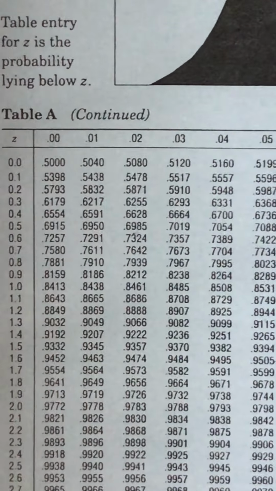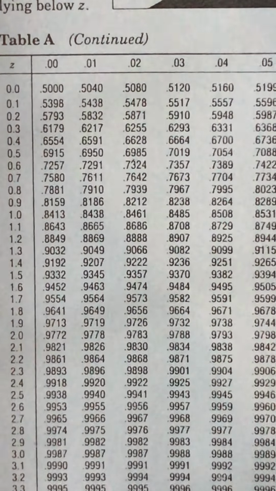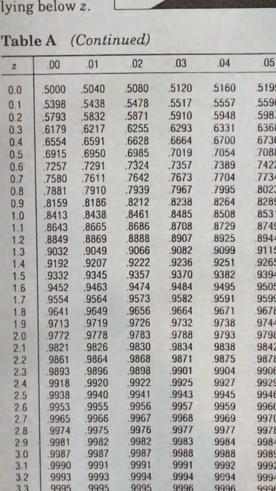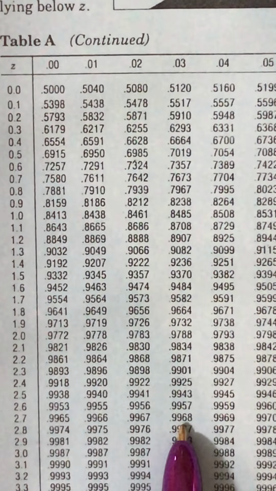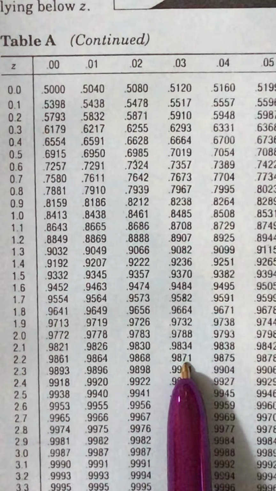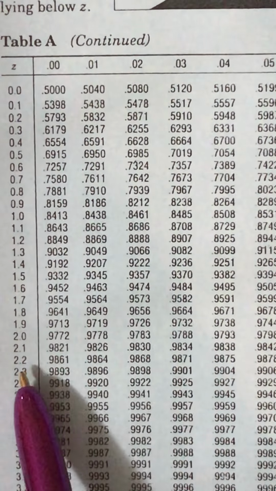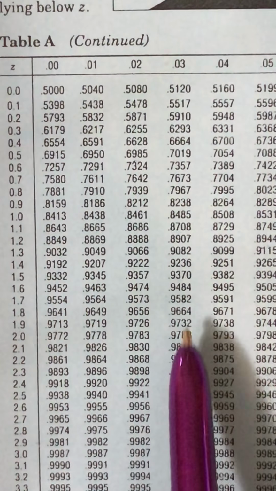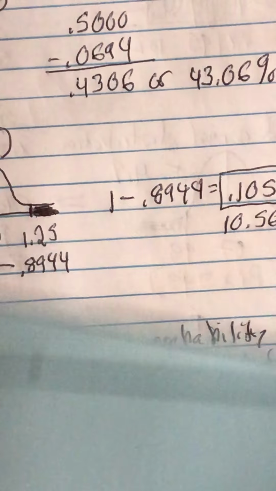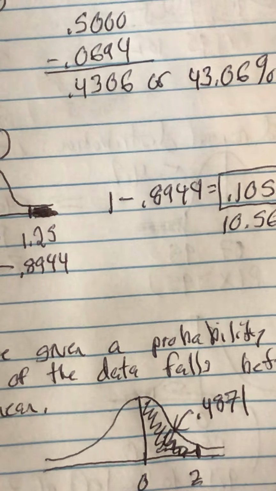All right, so we're going to zoom in, and we're going to look for 0.9871. Okay, 0.99. Here's 0.9875. Oh, look, 0.9871. If I go over to the left, that's 2.2. If I go up, that's 0.3. So the z-score that I'm looking for is 2.23.